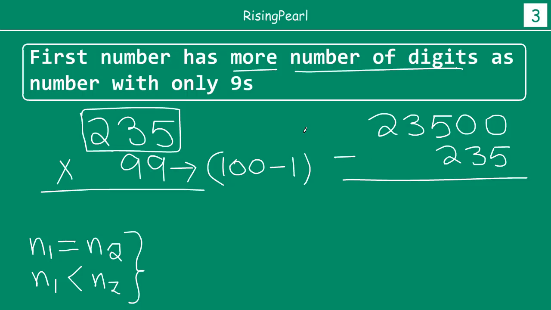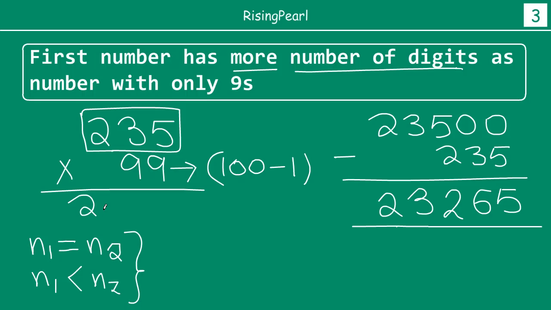So it will be 23500 minus 235. If you just do this subtraction, you'll get this. 9 minus 3, 6. Here you have 3, it will be 4. So you get 2, and then you will have 2, 3. So the answer will be 23265. This is the answer for this multiplication.